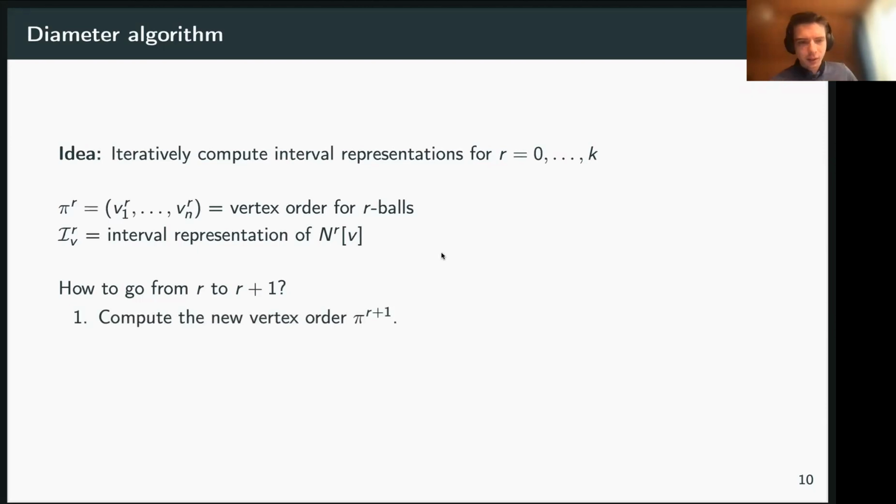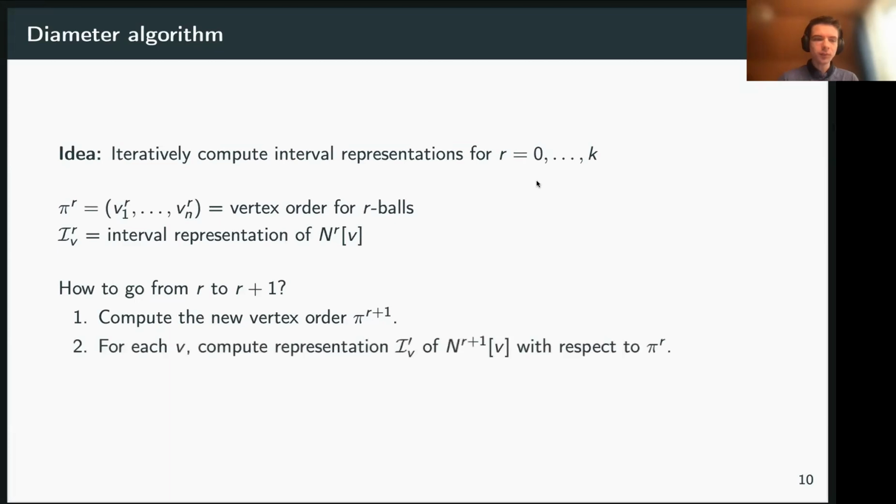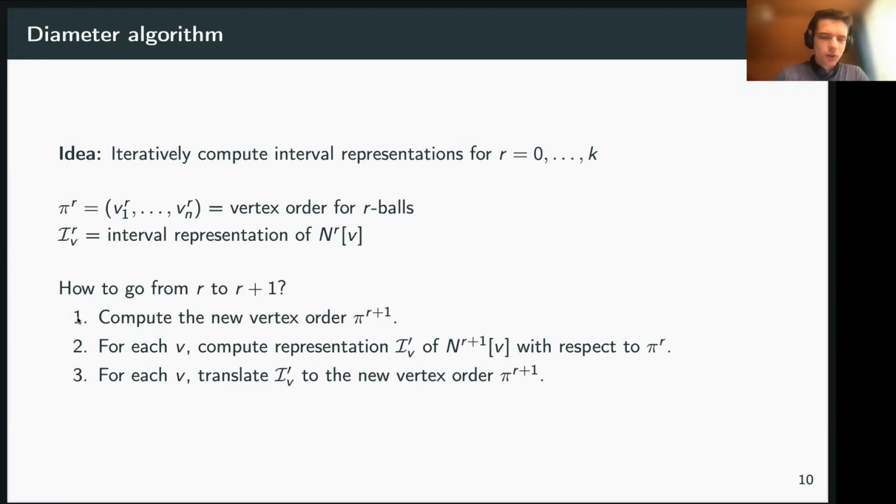So there are 3 steps. The first step is obviously to compute the new vertex order, because we need to have a separate vertex order for each R for it to work in good complexity. So we start by computing this new vertex order for R+1 using the algorithm from the previous slide, which works in subquadratic time, but it just gives us the vertex order, not the balls encoding. The second step is to take these representations for R-balls and grow them by 1, but still with respect to the old vertex order. And finally, we make a translation to the new vertex order so that we maintain sublinear size. So the first step is just running the previous lemma. So let's see how the second step is done.